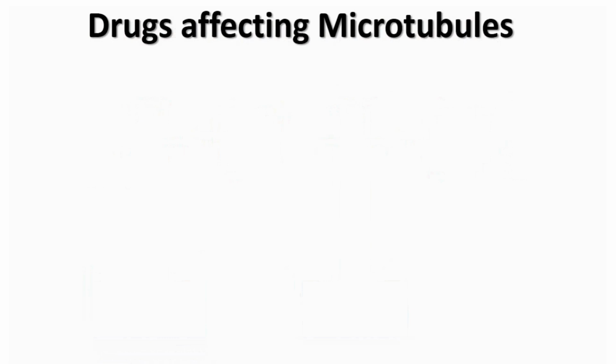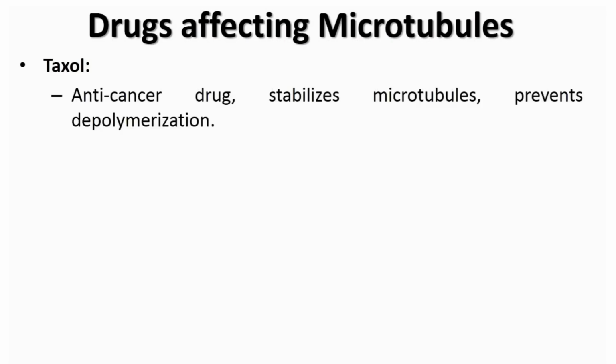To end this segment, we have a discussion on some of the drugs that affect microtubules. First is Taxol. Taxol is an anti-cancer drug. It stabilizes microtubules and prevents polymerization and depolymerization.